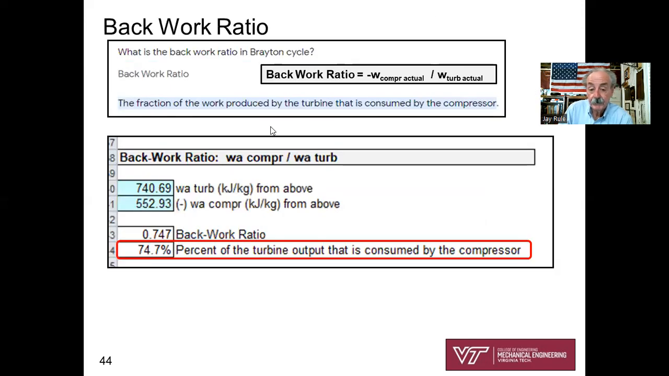So now the back work ratio. We just found W actual of the turbine, and the negative compressor work is 552.93. So the back work ratio for the constant specific heat ideal gas is 74.7%, similar to the variable specific heat.